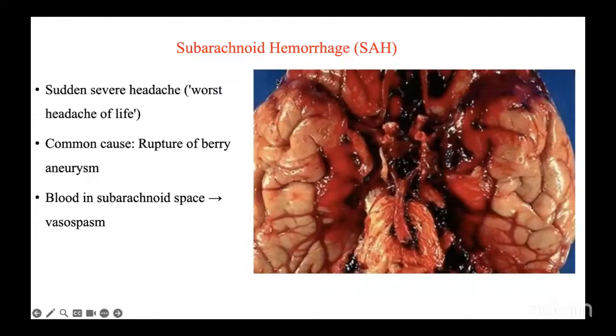Then we come to the subarachnoid hemorrhage. In subarachnoid hemorrhage, there will be sudden severe headache. As we all know, thunderclap headache will occur in the subarachnoid hemorrhage, the worst headache of life. Common causes will be rupture of the berry aneurysm, and due to this there will be blood in the subarachnoid space, which causes the vasospasm. And that vasospasm leads to the severe headache.